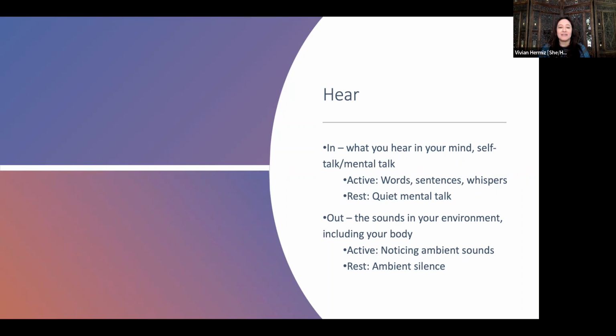So the active state in the hear space, the hear out space to be specific, is noticing all the ambient noises that are going on. And the restful state is when you have periods of silence.